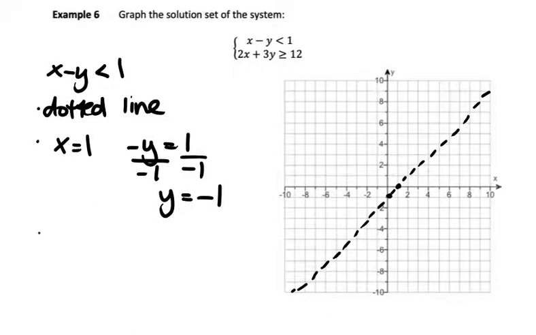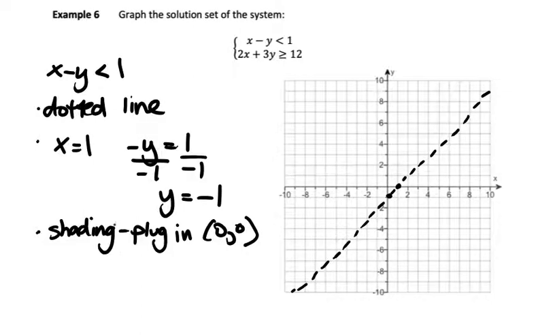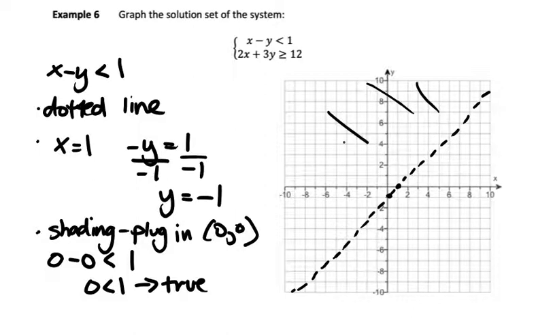Now I need to determine the shading. So to determine the shading, I plug in my test point 0, 0. So plug in 0 for x, plug in 0 for y. I'm plugging this into my inequality. 0 minus 0 is less than 1. That's true, because 0 is less than 1. So that means I'm going to shade on the left side of the line over the point 0, 0. I'm going to shade it like this right now because I'm going to be erasing some of my shading in a little bit once I draw the other line. So that's the first line.